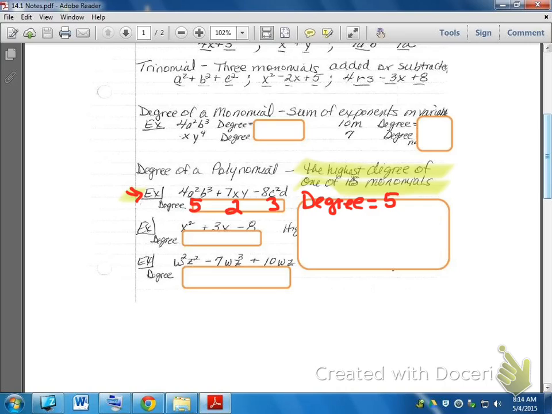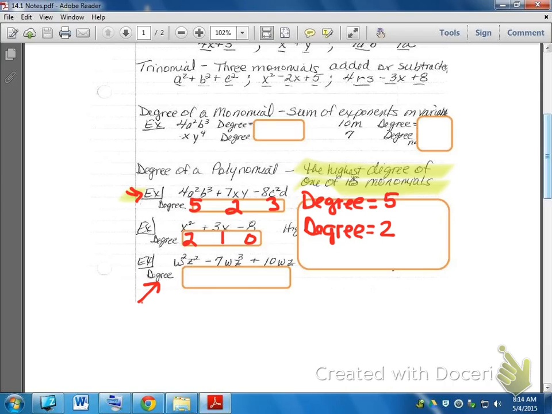All right, next. X squared plus 3x minus 8. What's the degree of x squared? 2. What's the degree of 3x? 1. What's the degree of 8? 0. So the degree of that polynomial will be 2. You pick the highest one. Please do not add all the way across, okay? Sometimes kids get confused after they do the monomial and they add up everything that's an exponent. They forget and think they have to add all the way across the polynomial. Don't get that confused. It's a big difference.